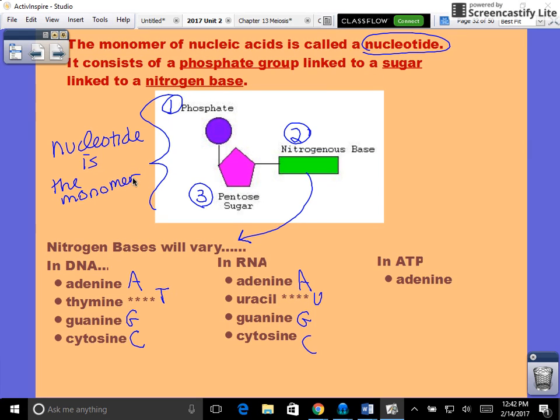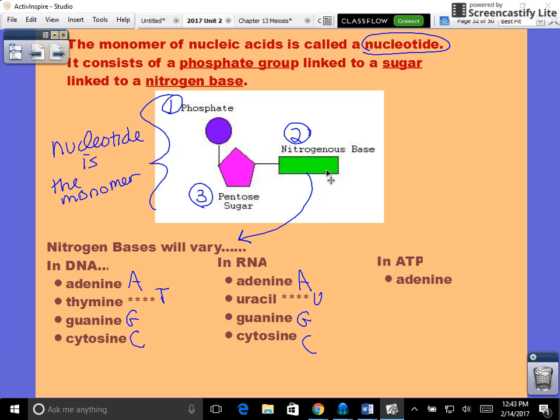Now, this nucleotide, this monomer itself, has 3 different parts: the phosphate group, the nitrogenous base, and the pentose sugar. The sugar is also different in DNA and RNA and ATP, but the bases are really what students need to distinguish them by. So in DNA, the bases that could be here would be adenine, thymine, guanine, and cytosine. And that's what makes that nucleotide somewhat different.